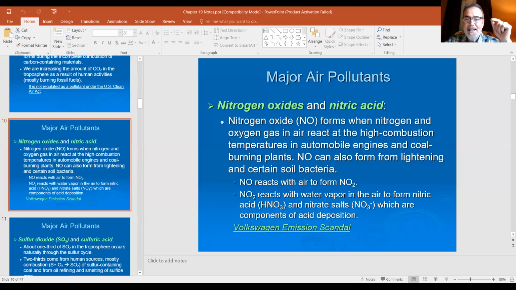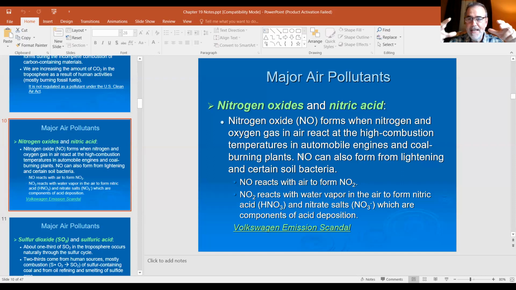So nitrogen oxide forms when nitrogen and oxygen that are already in the air react at the high combustion temperatures in automobile engines and coal burning plants. Also, by the way, lightning has enough energy to make nitrogen and oxygen join together. And some bacteria can do it also.